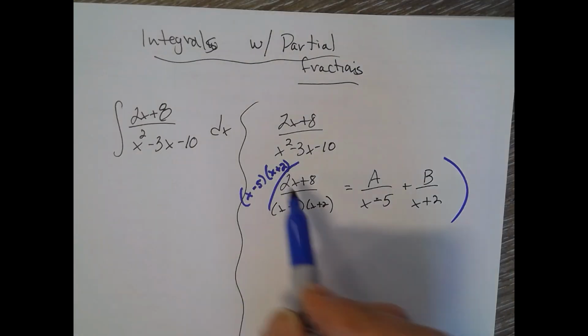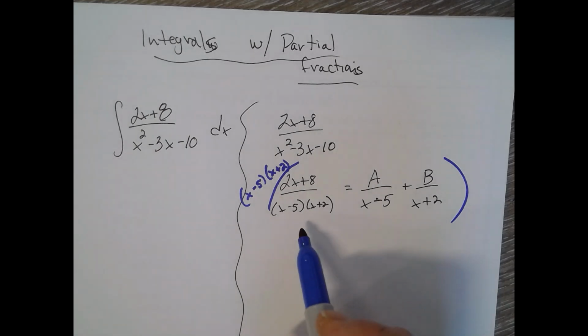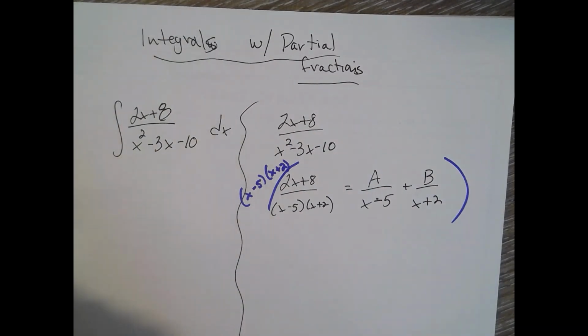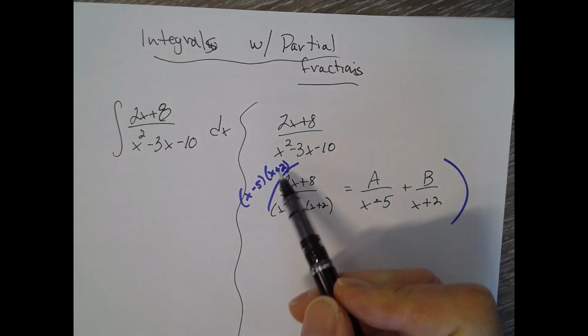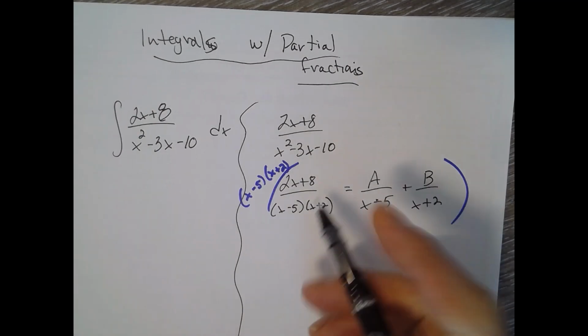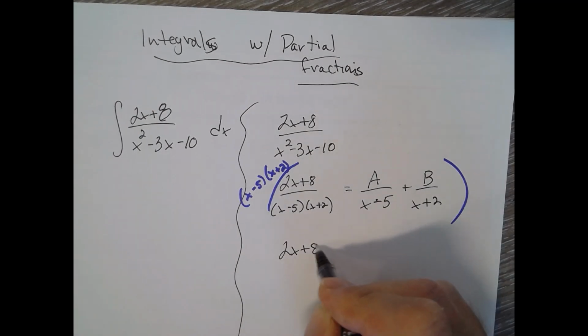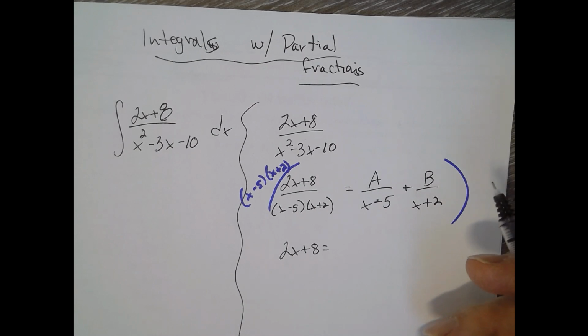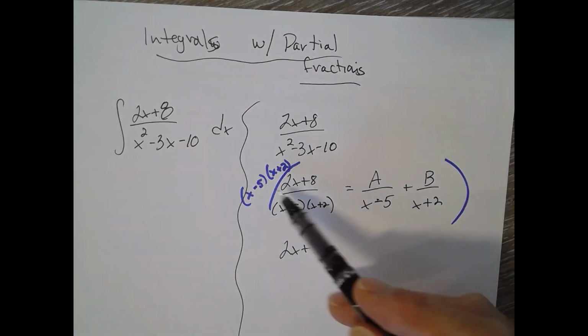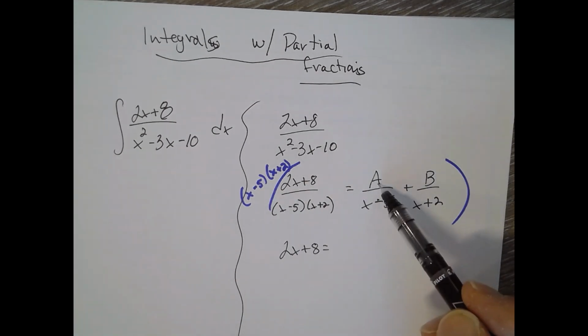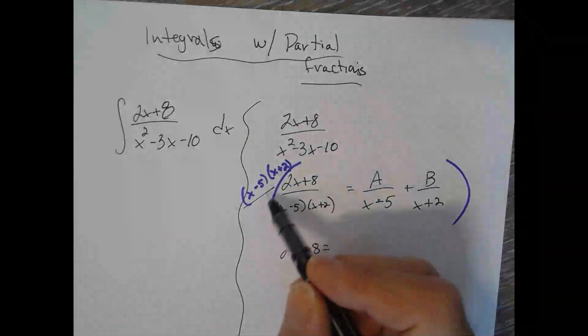Always multiply by the bottom here. So on the left, you can see this will cross off with this, so it's just going to be 2x plus 8. These x minus 5s are going to cross off because it's going to be a times all of that stuff on top. You could think of it as over 1.